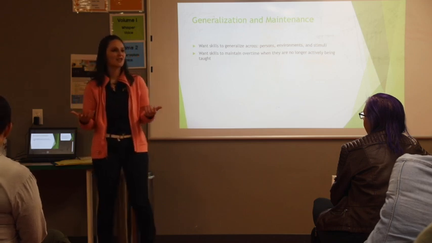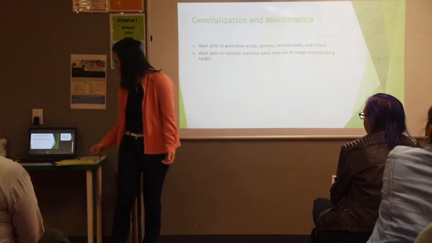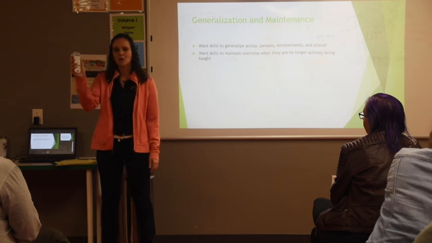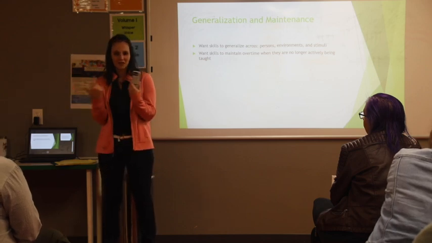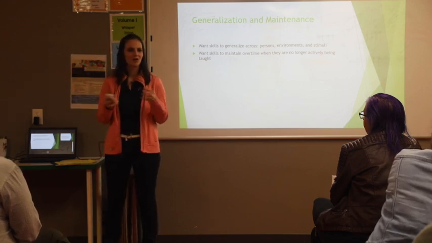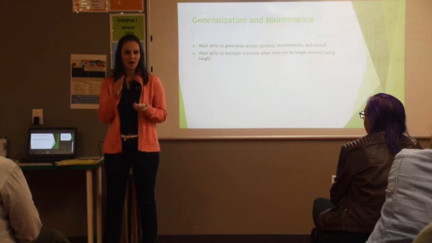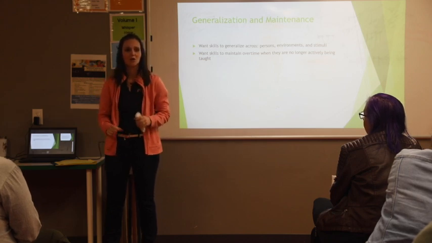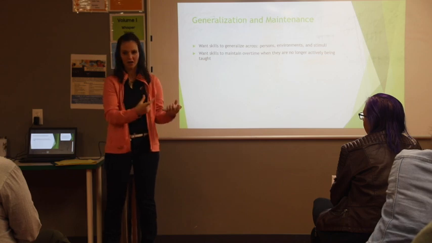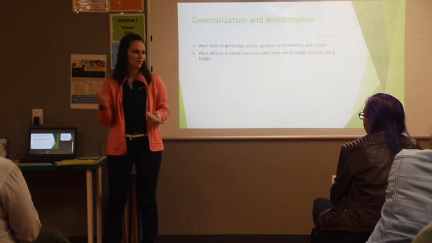The last one is across different stimuli. So if I know this is a remote, I also know remotes can look different than this. So that's just to generalize that skill across different stimuli: yes, a corgi is a dog, but also a golden retriever is a dog, a lab is a dog. So that's how we can generalize across different stimuli.